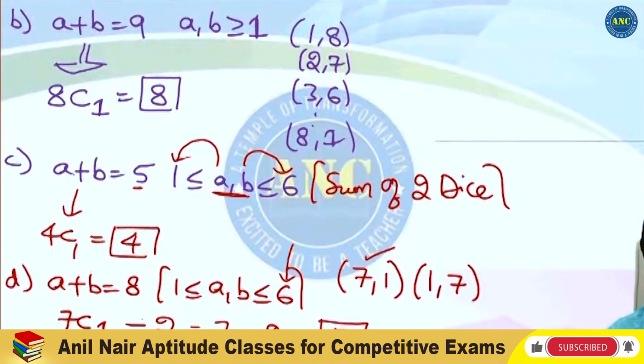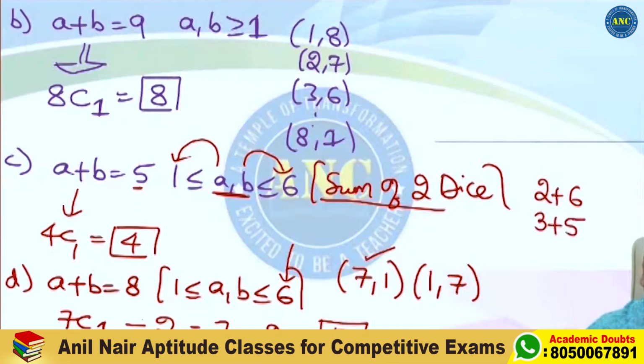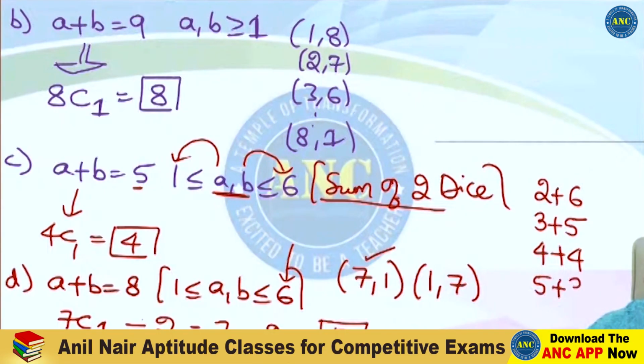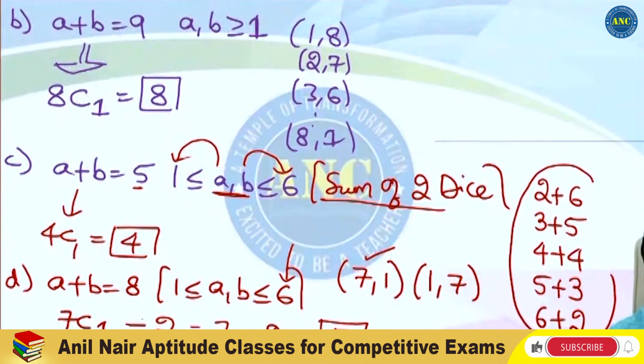Write sum of 2 dice. 6 plus a positive number is greater than 6; 6 plus up to 6 plus 2 is valid. So what are the valid cases? 2 plus 6 is valid, 3 plus 5 is valid, 4 plus 4 is valid, 5 plus 3 is valid, and 6 plus 2 is valid. These are the 5 valid cases. So it is nothing but 5. I eliminated the cases going beyond 6.